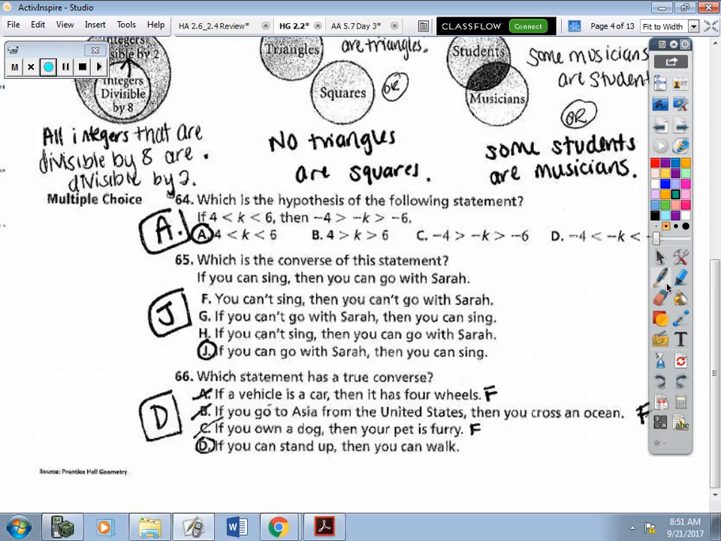All right, so 66 has said, which statement has a true converse? So remember, the converse switches the hypothesis and the conclusion. The mistake a lot of students make is that they just read the given statements and identify which one is true. So you have to think about the converse. If a vehicle has 4 wheels, then it is a car. That would be false because it could also be a truck or a van. So that's why the converse of it was false. So that was not my answer.